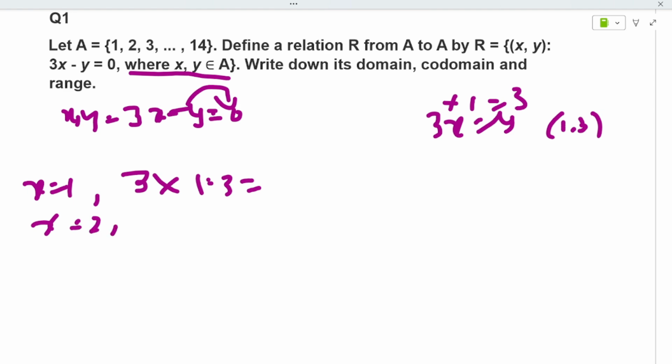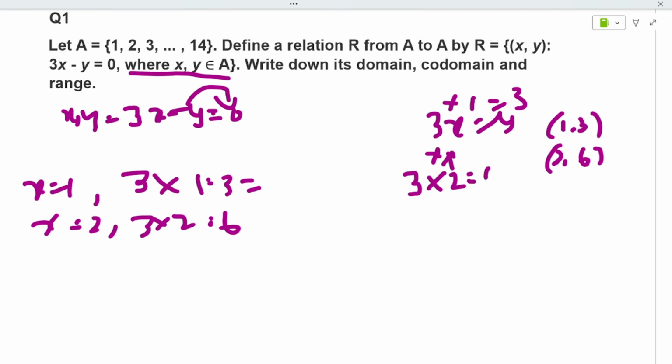Now again the same way, x is equal to 2, take 3 into 2 will be equal to 6. For 2 it is (2, 6). Here write down (2, 6). I'll explain this again. 3 into 2, you took in x's place, so x's value is 2. 3 into 2, if you multiply, you'll get the answer 6. So this value is y. Now this is (2, 6).